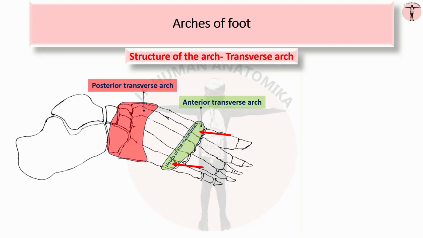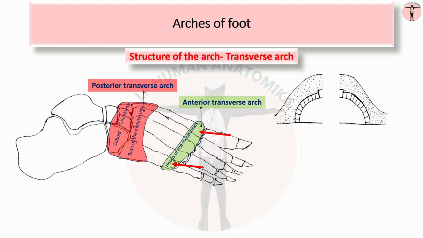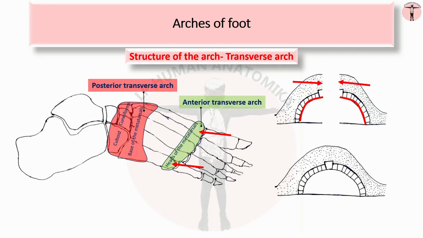The posterior transverse arch consists of the bases of the metatarsal bones, the cuboid, and the three cuneiform bones. The posterior transverse arch is incomplete, each foot presenting a half dome with the concavity directed downward and medially. When the medial borders of both the feet are approximated, a complete transverse arch is formed.